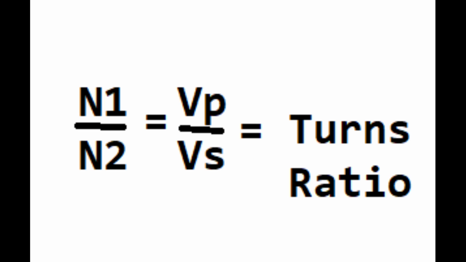The transformer turns ratio is then found using the equation turns of the primary over turns of the secondary equals 120 volts, the voltage of the primary, divided by the voltage of the secondary. So we get a turns ratio of 26.5.